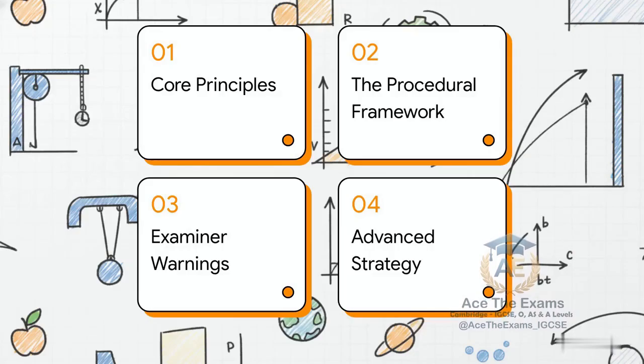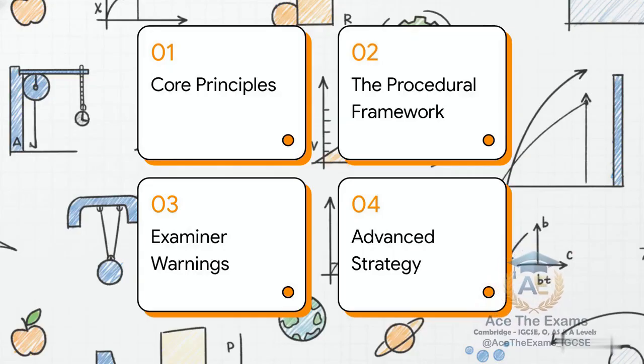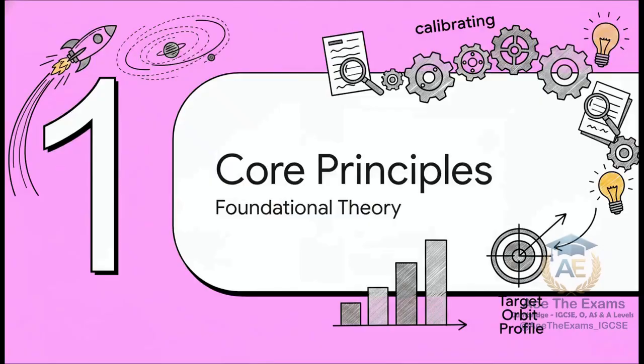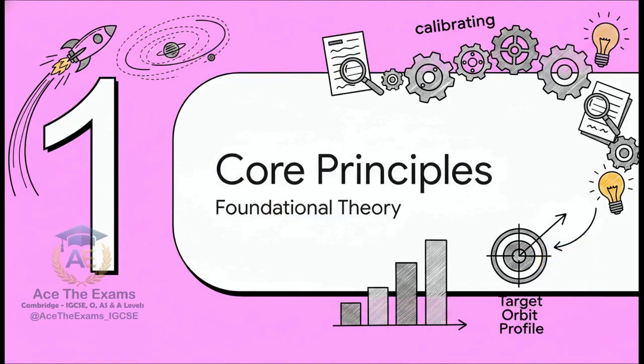Here is our locked-in, heavily structured flight plan to ensure we capture every available mark. Phase 1, core principles. Phase 2, the procedural framework. Phase 3, top examiner warnings. And finally, Phase 4, advanced strategy. Initiating Phase 1, Core Principles. Let's calibrate the launch track.